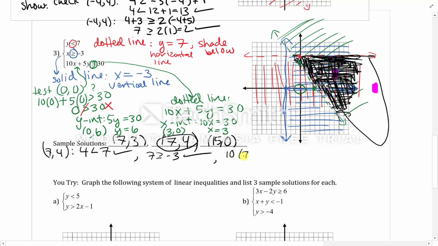And then we can check the third inequality. I have 10 times 7 plus 5 times 4. Is that greater than or equal to 30? Yeah, 70 plus 20, that's definitely greater than or equal to 30. So 7, 4 fulfills all 3 inequalities, and that's what makes it a solution to this system of inequalities: it makes all 3 of them true at the same time.